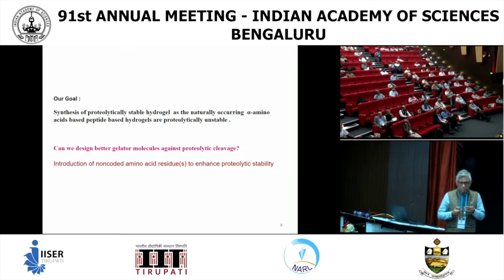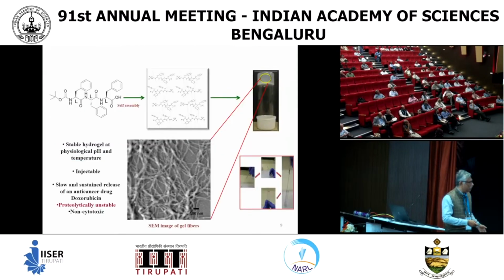One of the easiest ways to tackle this problem is to use non-coded, naturally occurring amino acids to make these peptide-based hydrogels, like beta-alanine, GABA, and some of the D amino acids which are present in natural systems, like alamethicins and zerbamycins. They have D residues like D-alanine, D-phenylalanine, and D-leucine.